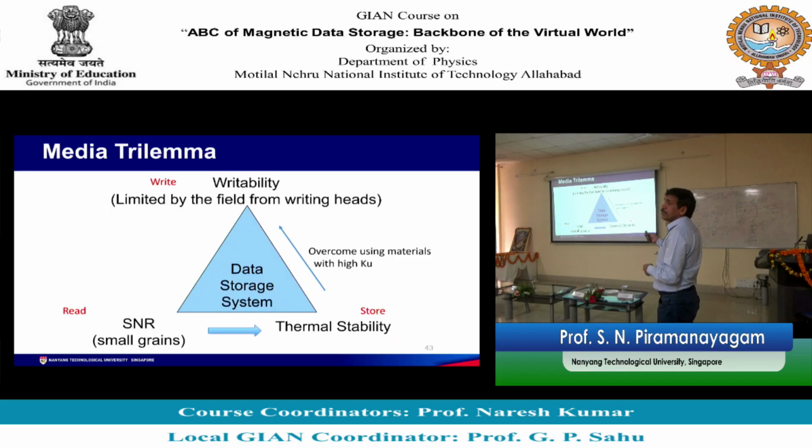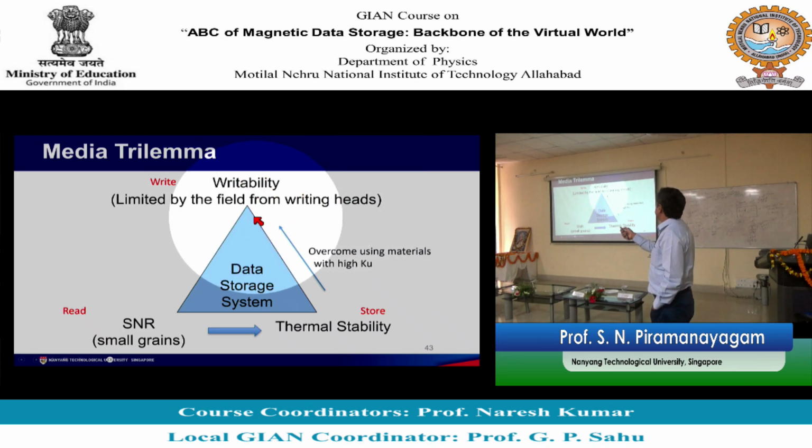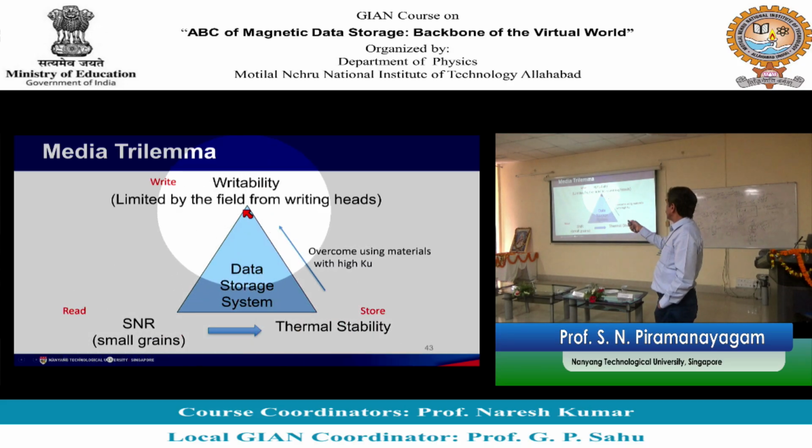So how can we move away from this problem? The solution is always here, so we have to start from here. Suppose we solve the writability problem, then we can choose materials with high Ku, and if we choose materials with high Ku, thermal stability is not a problem. You can make the grain smaller. So the solution always starts from here.